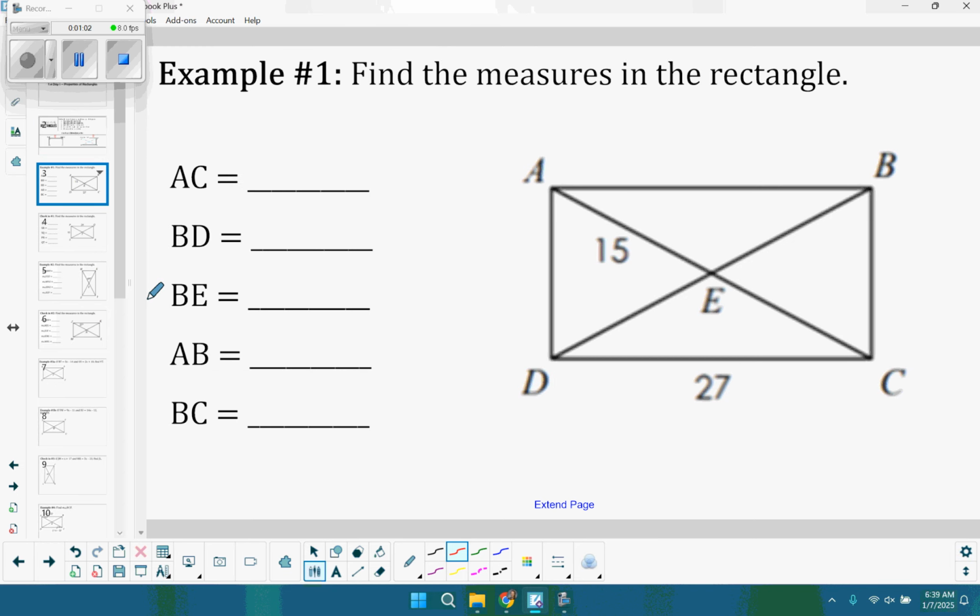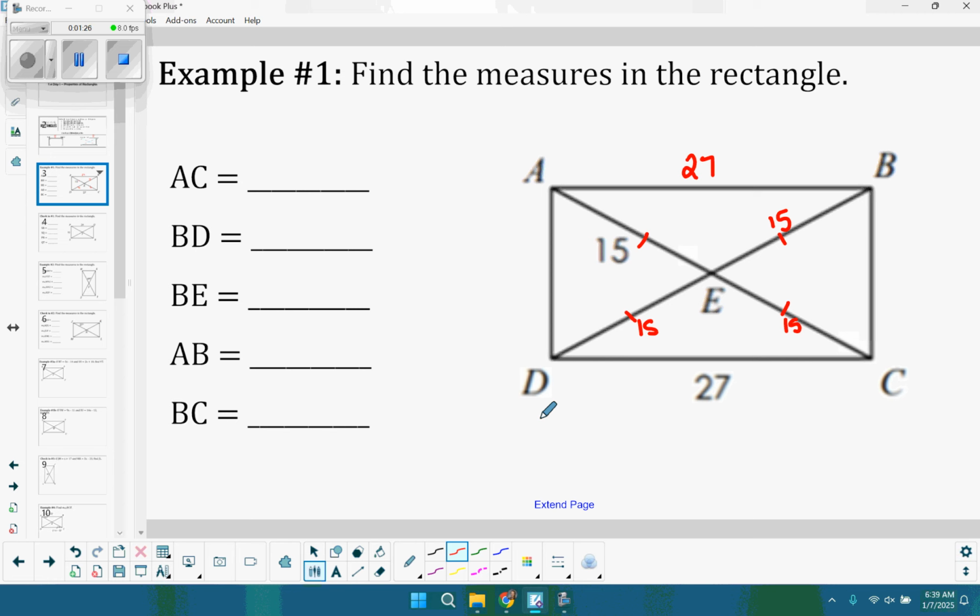In example 1, we're going to find the measures in the rectangle. So we know that all of these are the same. So if that's 15, these are also 15. We know opposite sides are congruent, so that's 27. And then the only thing we don't know are the sides here, AD and BC. So we'll save that for last.